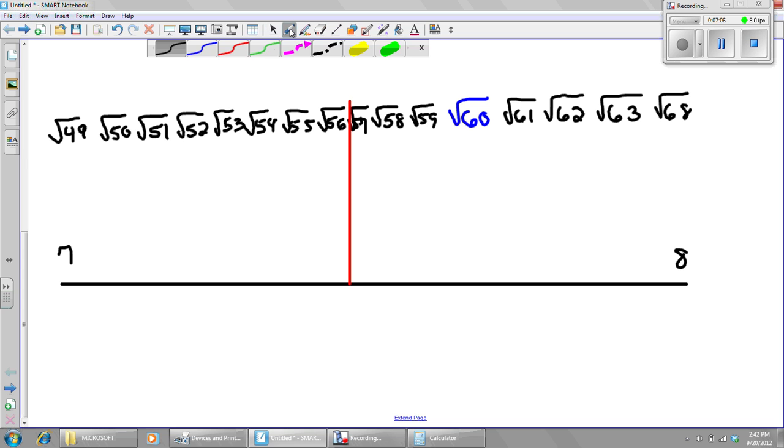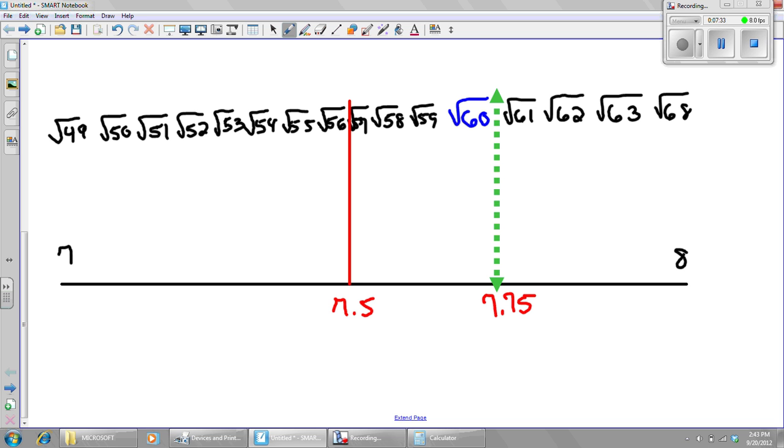So that would be the decimal approximation of 7.5. Now 60 is to the right of it, so I'm going to find the median of the first half. 1, 2, 3, 4, 5, 6, 7, 8. So I'm going to go 1, 2, 3, 4, and that right there. And so that'll be the decimal approximation of 7.75, or 7 and 75 hundredths. I know the square root of 60 is awful close to that.